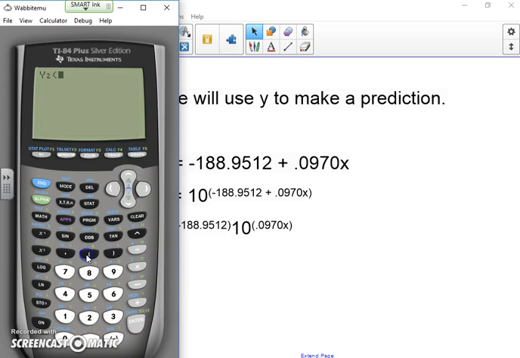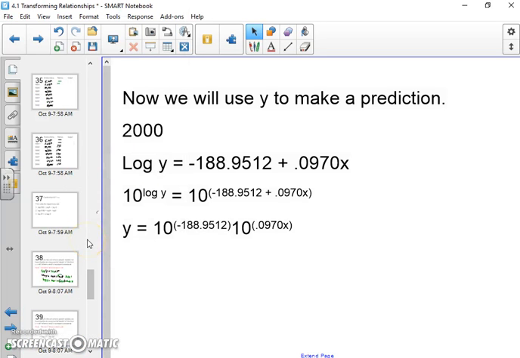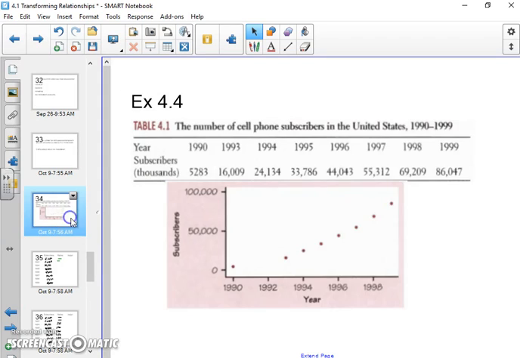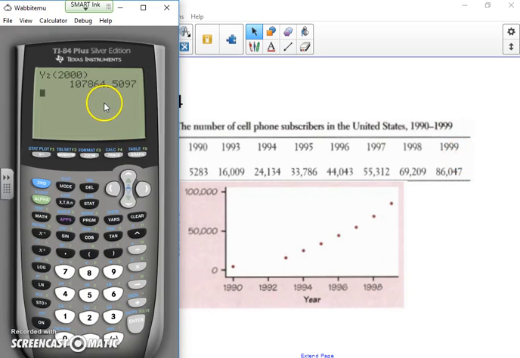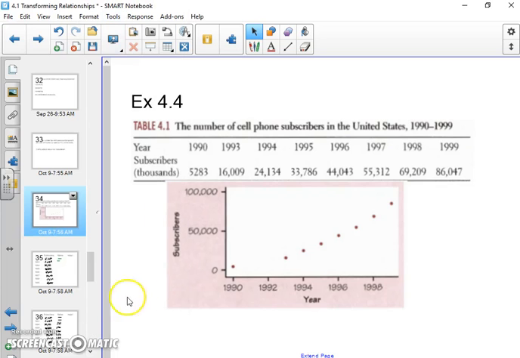Now I want to predict for the year 2000, so I'm going to plug in 2000 here. And then I get 107,864. This actually makes a lot of sense. So if I actually go back up to the original list, in 1999 there was approximately 86,000 people that had cell phones, and this number here actually makes a lot of sense. This, logically to me, would be the next year. So this would give us a more accurate prediction than the other one.